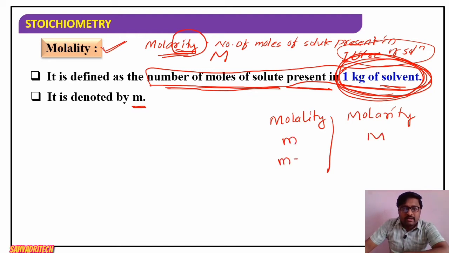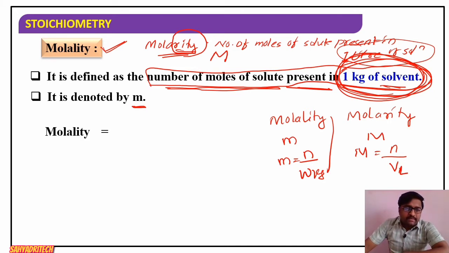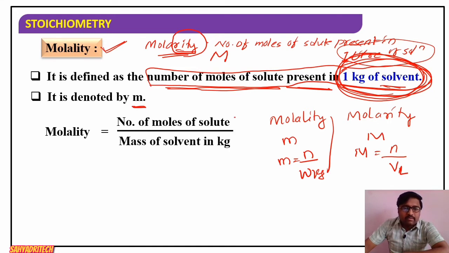So molality is N by W kg, weight of solvent in kg. So capital M formula is N divided by V L, volume of solution in liter. So molality is denoted by small m. Molality is equal to number of moles of solute divided by mass of solvent in kg, or I can say weight of solvent in kg.